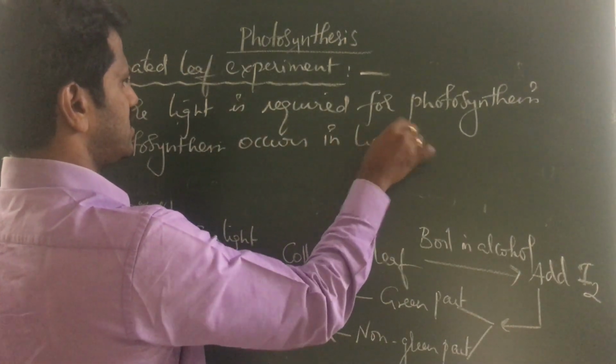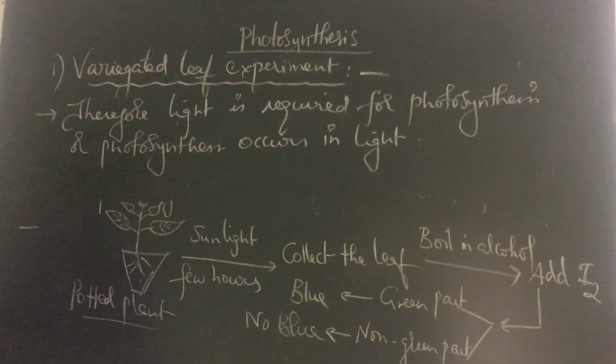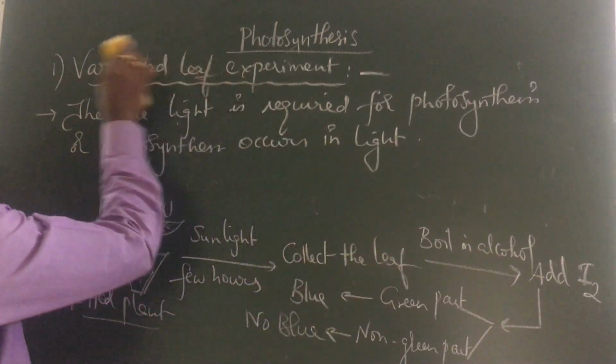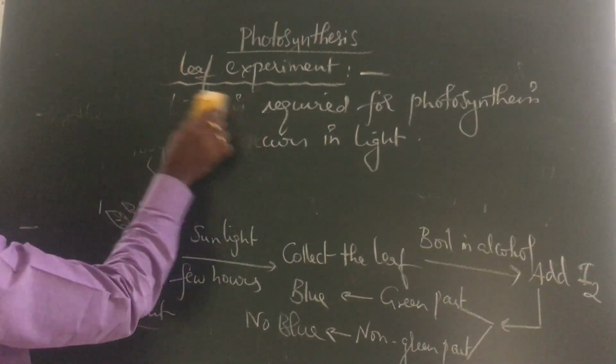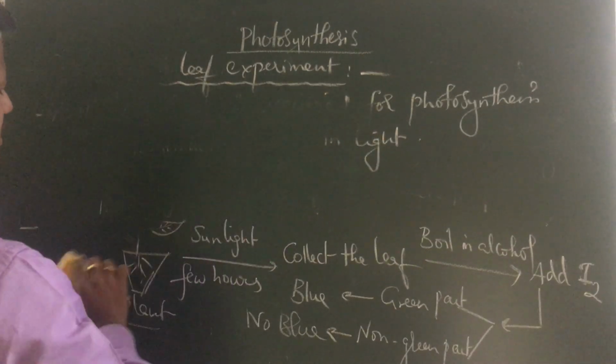Photosynthesis occurs in the light. So this is what we call the variegated leaf experiment. Is it clear, all of you? Right. The next experiment is Moll's half-leaf experiment.